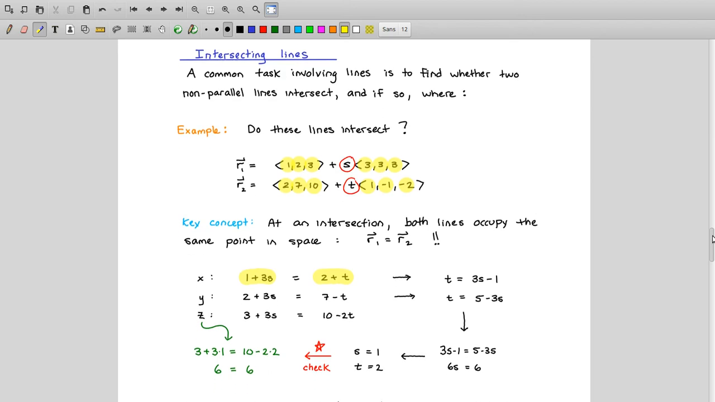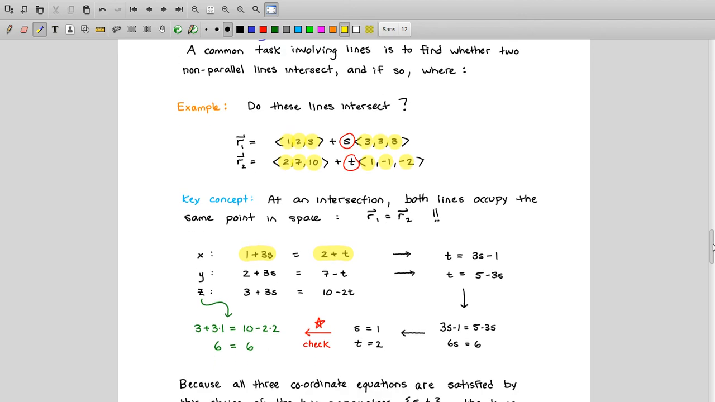Nevertheless, these are textbook problems, and so you have a much greater chance of encountering lines that intersect if the problem says, do these lines intersect? So let's try and solve these equations. We can take this first pair of equations here that I've already highlighted, and we work that out, and we find that t is 3s minus 1.